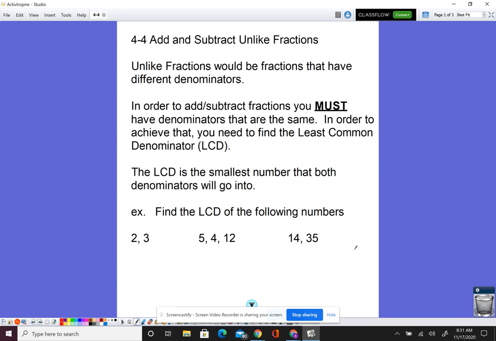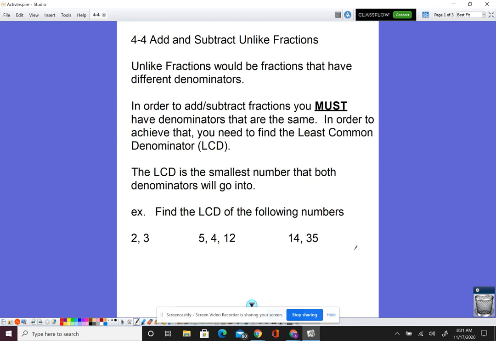So we've been going through chapter 4, and this work has not been that difficult. Section 4.4 is really not that difficult either, other than we're adding and subtracting unlike fractions. So the unlike fractions would be fractions that have different denominators.